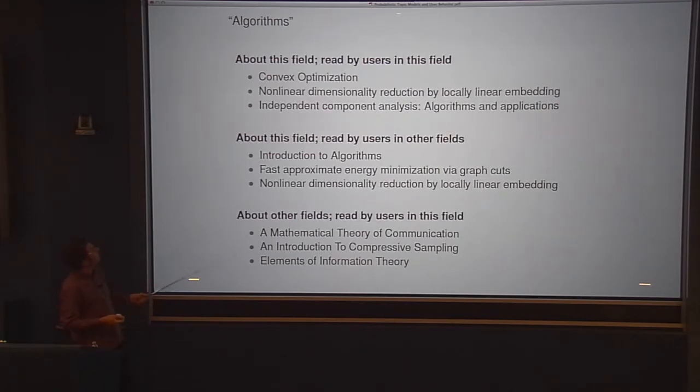Here is algorithms. Here you see convex optimization being one of the most widely read algorithms papers. Introduction to Algorithms is one of the most interdisciplinary algorithms books. And what are people who are interested in algorithms reading about when they're not reading about algorithms? Well, they're reading about things like compressive sensing and information theory.